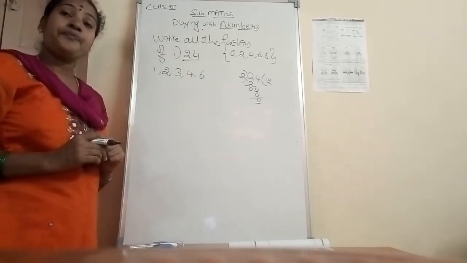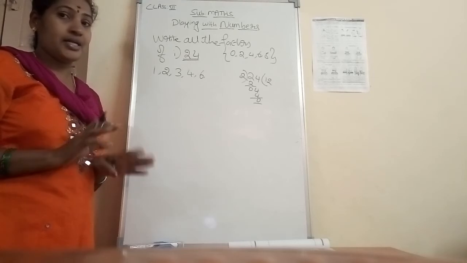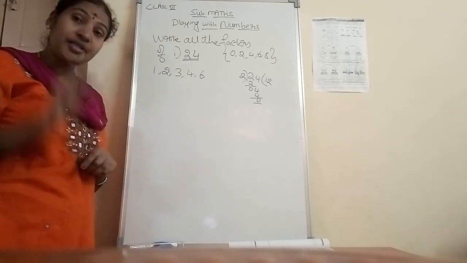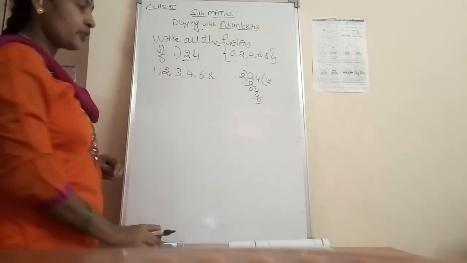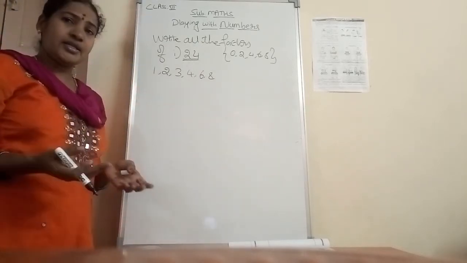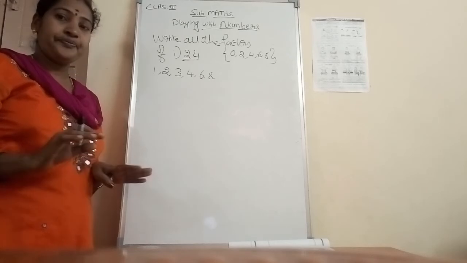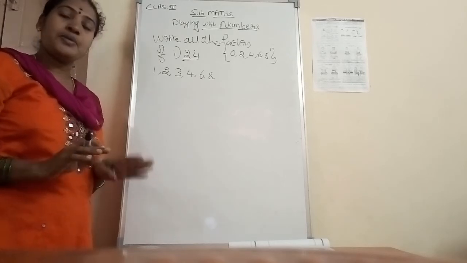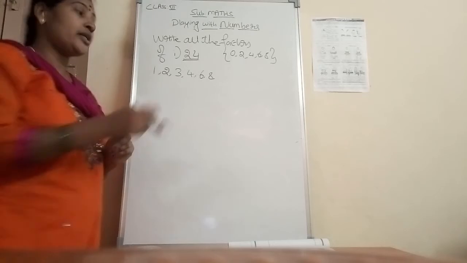What about 7? 7 3s are 21, 7 4s are 28. So it is not divisible. What about 8? 8 3s are 24. Therefore it is divisible by 8. Okay, I will write this one. Now what about 9? 9 1s are 9, 9 2s are 18, 9 3s are 27. Therefore it is not divisible by 9. What about 10? No, it is not possible. 11? No, it is not possible. What about 12? 12 2s are 24.